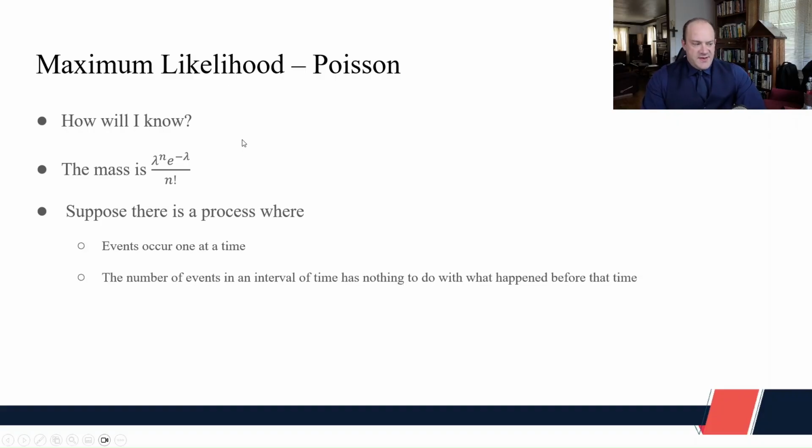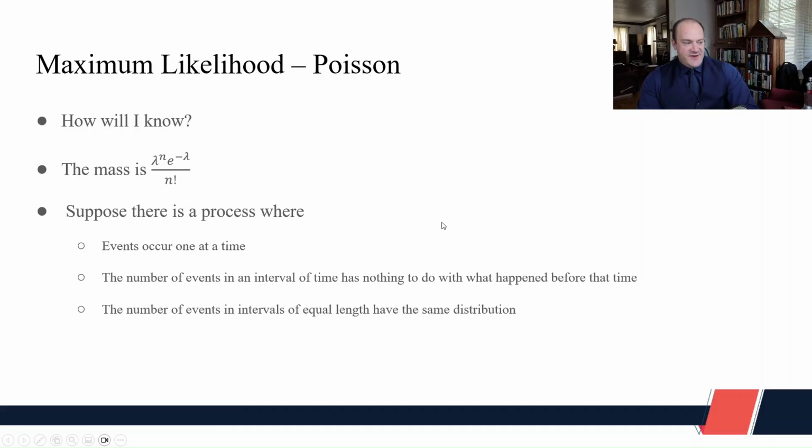Two, the number of events in an interval of time has nothing to do with what happened before that time. So the number of customers coming in between 10 and 11 has nothing to do with the number of customers coming in between 9 and 10. Now you might say, but they are related. And my answer is, great, then it's not Poisson. This only works in this case. And finally, the number of events in intervals of equal length have the same distribution. So the count of customers coming in between 9 and 10 versus 10 and 11 has the same distribution.